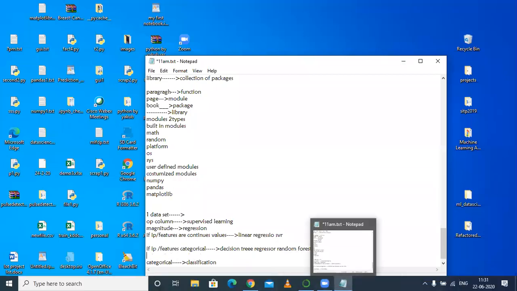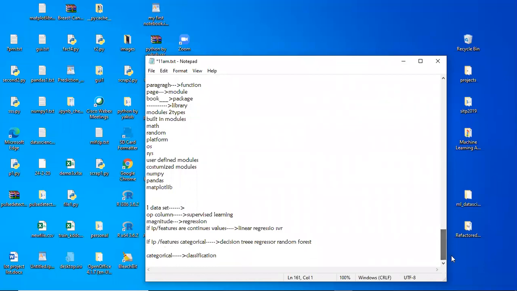Coming to the next thing, if your data is categorical, what do we need to do? Again, you need to check the same thing. If the input features are categorical, such as male or female, or country names present in the inputs, then initially you need to apply the decision tree classifier. If it is not giving proper accuracy, then go with the random forest classifier.